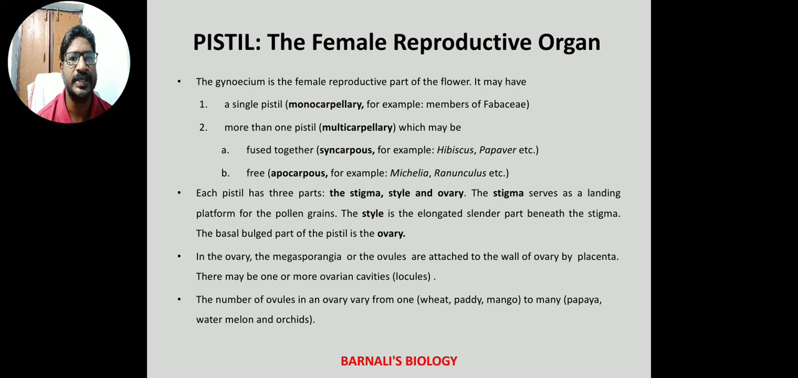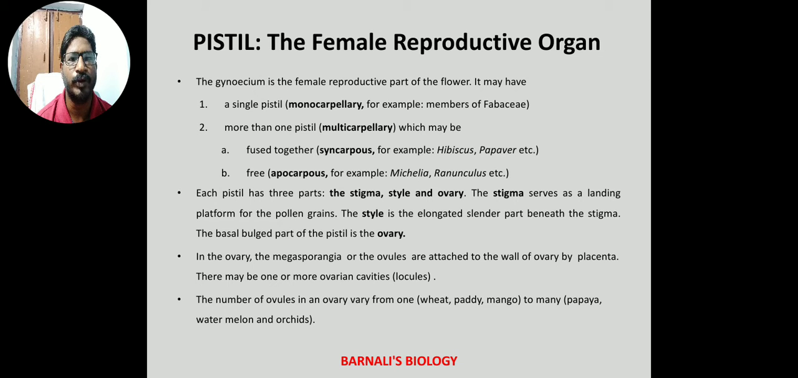The stigma serves as a landing platform for the pollen grains. The style is the elongated slender part beneath the stigma. The basal bulged part of the pistil is the ovary. In the ovary, the megasporangia or the ovules are attached to the wall of the ovary by placenta. There may be one or more ovarian cavities which are called locules.